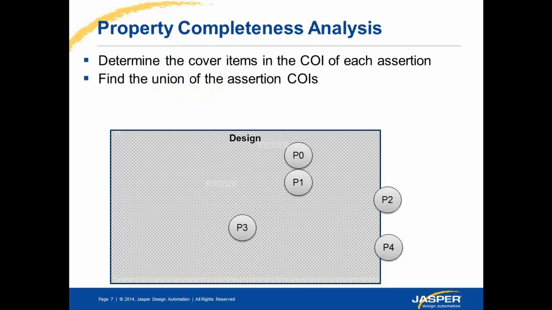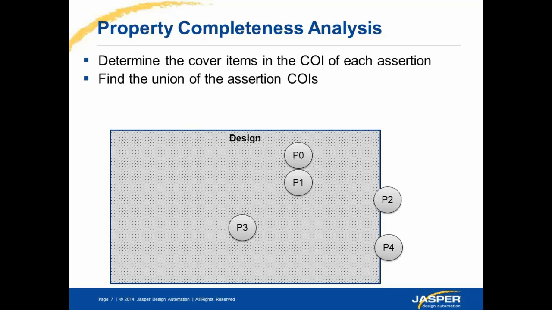Now going to the next one, and probably more interesting one when it comes to formal verification engineers, property completeness. So let us say this gray box here is your design, and it has all the cover points or design elements there, and you have written 5 properties, P0 to P4, to verify this piece of RTL. So how do you know these 5 assertions, properties, are enough for your formal verification?